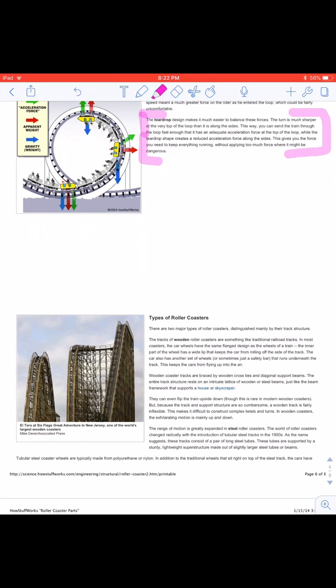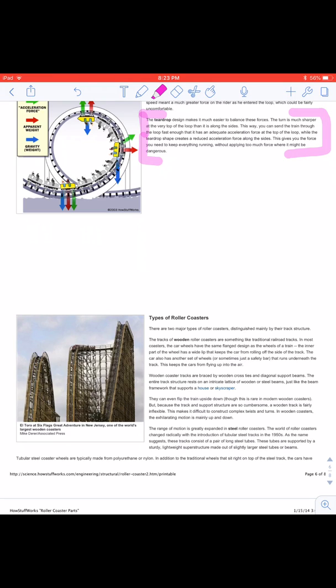There are two major types of roller coasters, distinguished mainly by their track structure. The tracks of wooden roller coasters are something like traditional railroad tracks. In most coasters, the car wheels have the same flange design as the wheels of a train. The inner part of the wheel has a wide lip that keeps the car from rolling off the side of the track. The car also has another set of wheels, or sometimes just a safety bar, that runs underneath the track. This keeps the cars from flying up into the air.